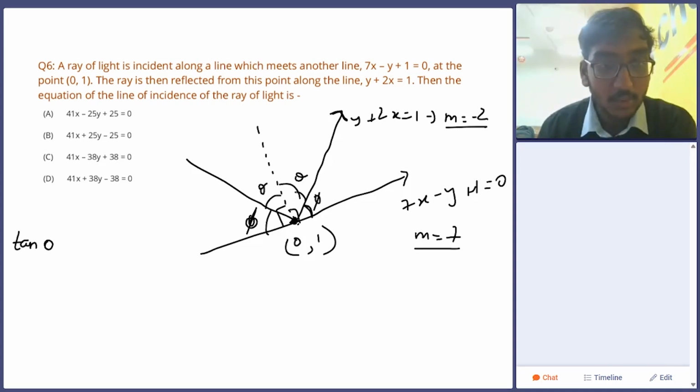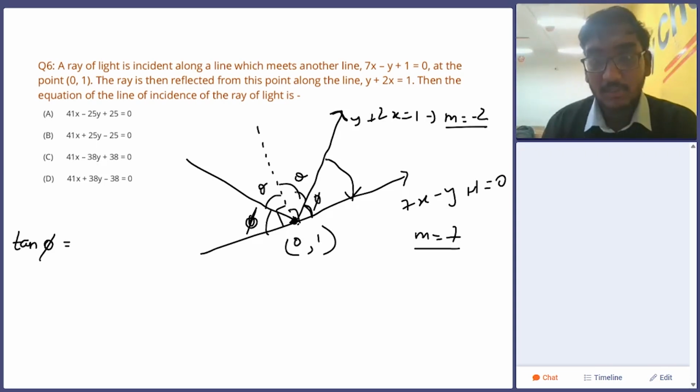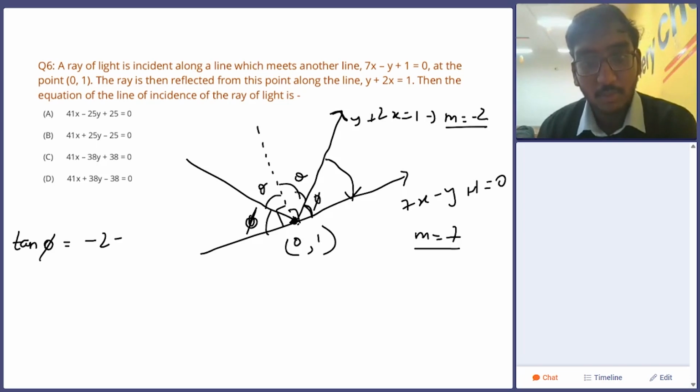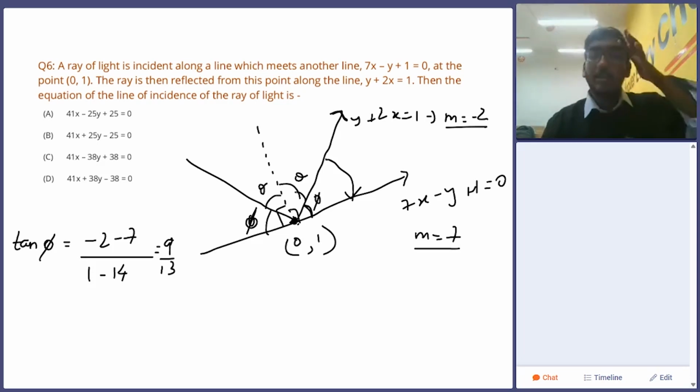Tan of the angle between these two lines will be (m1 minus m2) divided by (1 plus m1 m2), right? That is the expression. So let's measure this in clockwise orientation, so this will be m1 and this will be m2. So tan phi will be -2 minus 7 divided by 1 plus negative 14, which is 1 minus 14. It will be 9 upon 13. 9 upon 13 will be the value of tan phi.